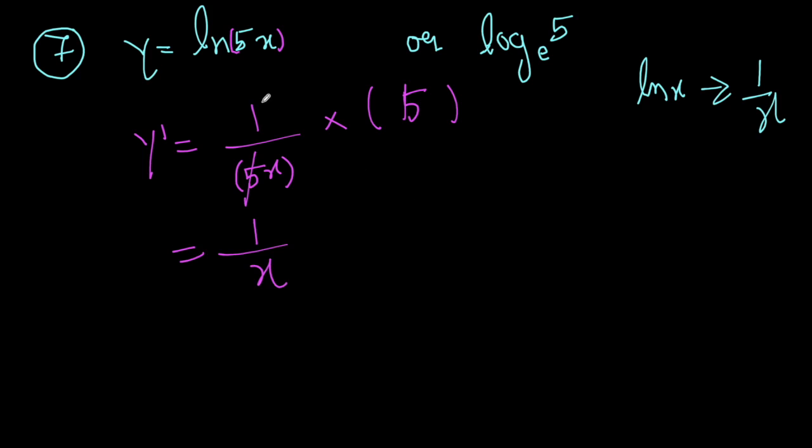Okay, I will repeat it once more. ln bracket is 1 over bracket multiplied by the differentiation of the bracket, so 1 over 5x multiplied by the differentiation of 5x, which is 5, so you get this answer. Okay, now let's move to another question.